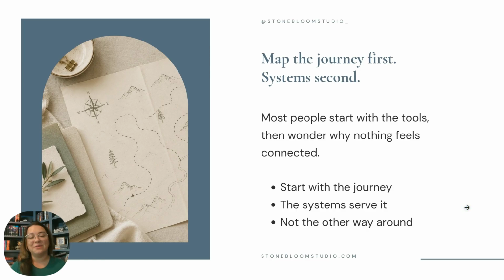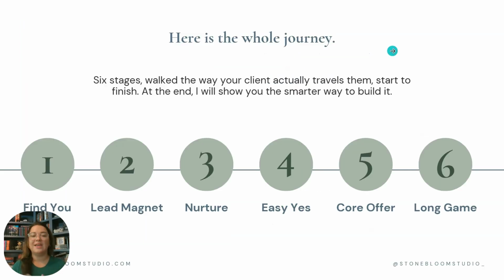The mistake I see everyone making is they start with all of these tools. They start with the software, the funnels, the automations, and nothing feels connected in the end because you're building all of these things out separately. So instead of building the systems first, I want you to flip that order and start with the journey. Map out that journey, then build out the systems second so that the systems serve the journey, not the other way around.